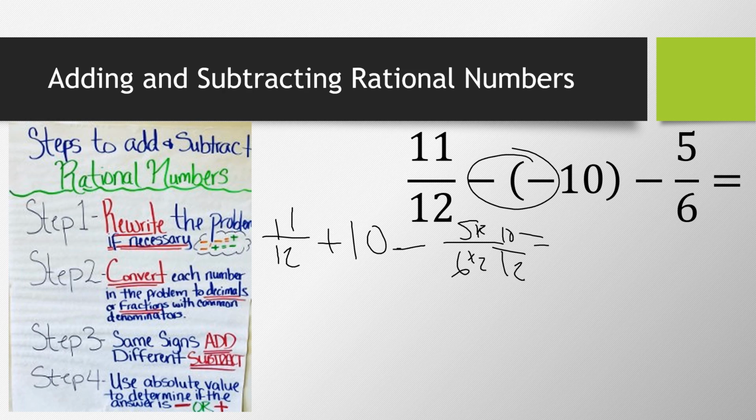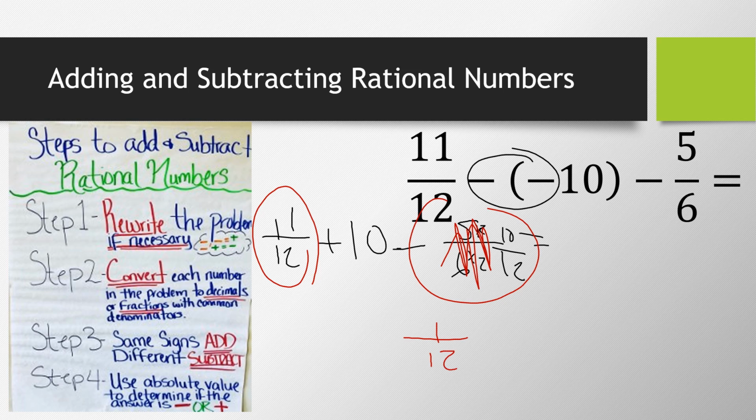So now I'm going to cross out this fraction now that I found the equivalent fraction. So now I have 11 twelfths plus 10 minus 10 twelfths. So if I look, I have 11 twelfths minus 10 twelfths. I know that's going to give me 1/12. So far I have 10 and 1/12. You know what? That's my answer.